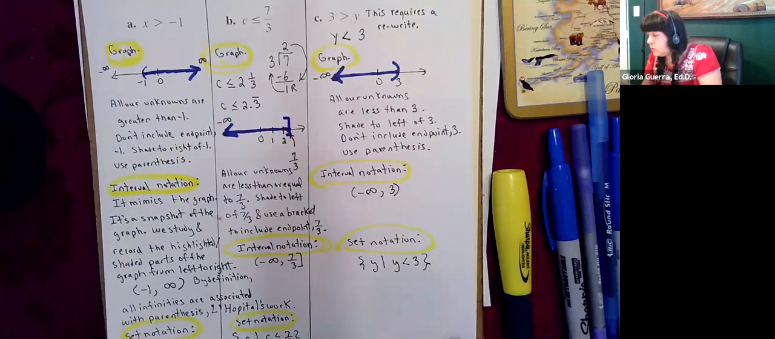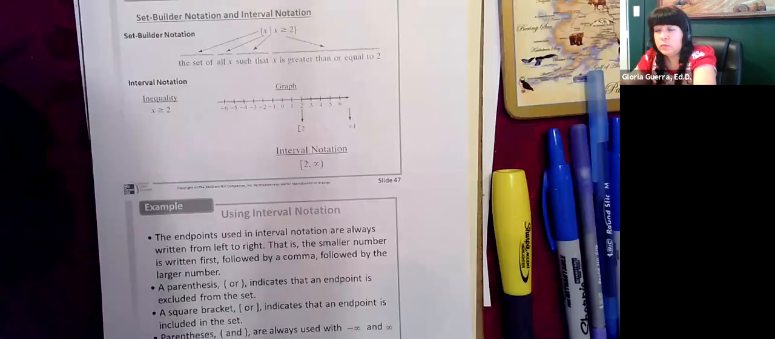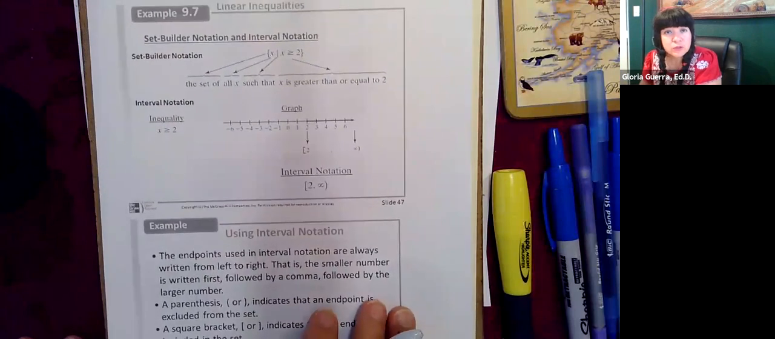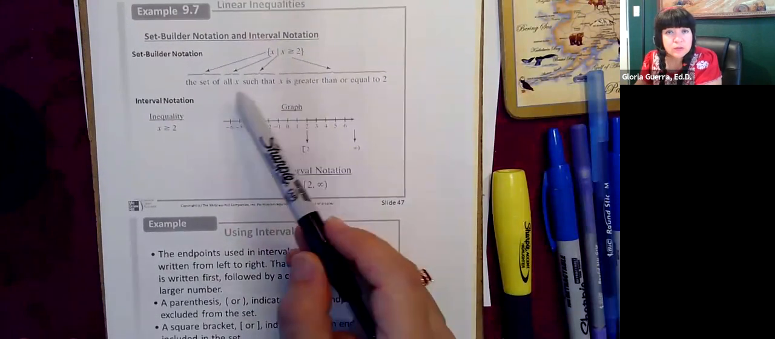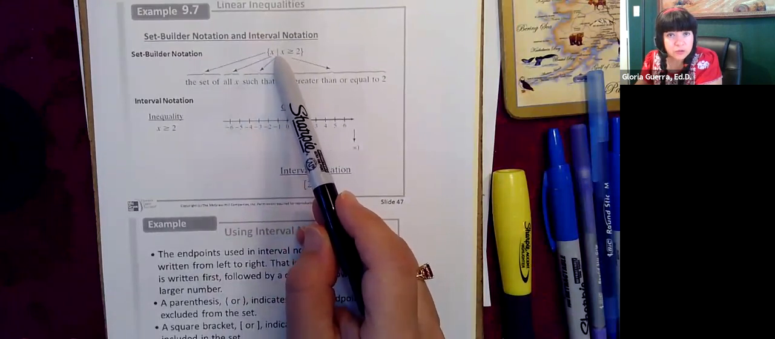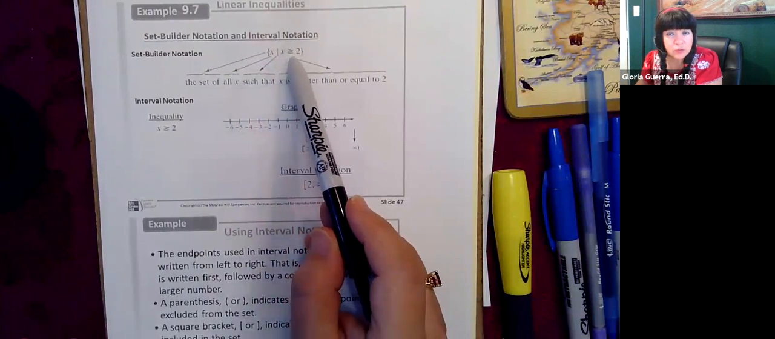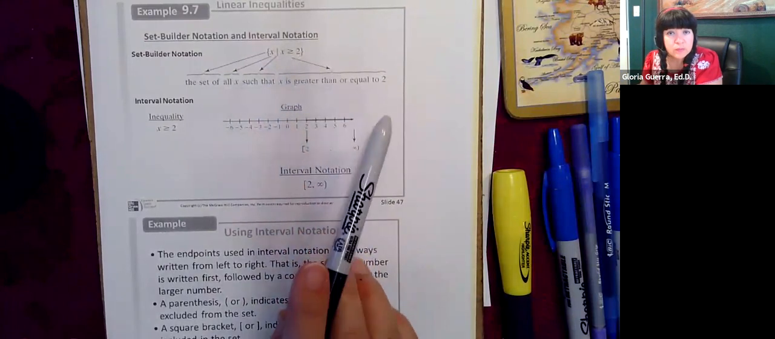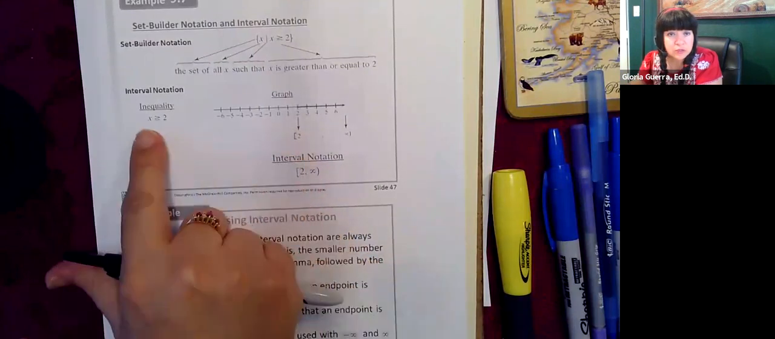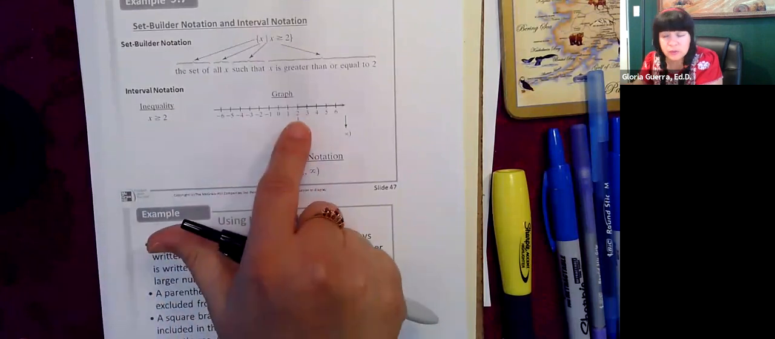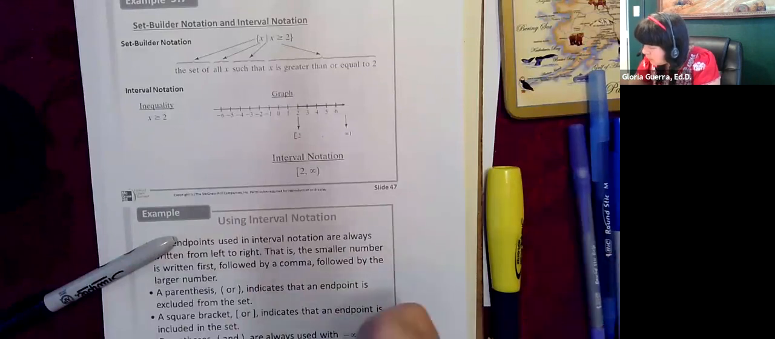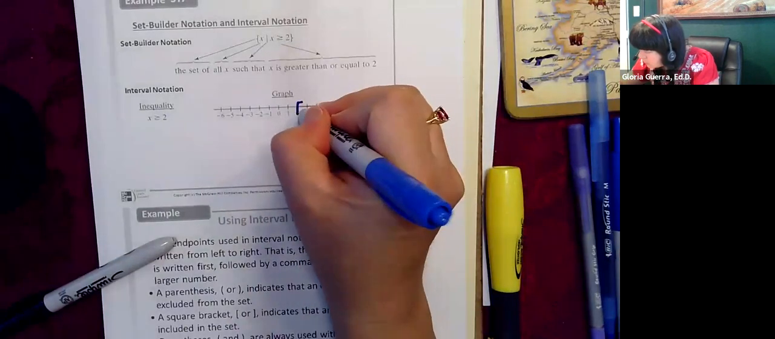Okay, so now the next page, this is what I've already gone over. So it just reinforces the set builder notation. This says the set of all x, and then this little bar I told you means such that x is greater than or equal to 2. And then the interval notation says this: x is greater than or equal to 2. You can barely see that, but they have a bracket here at 2, and then this is all highlighted.